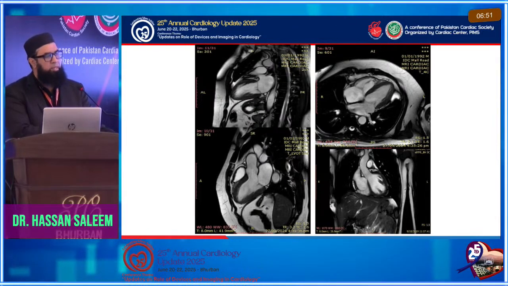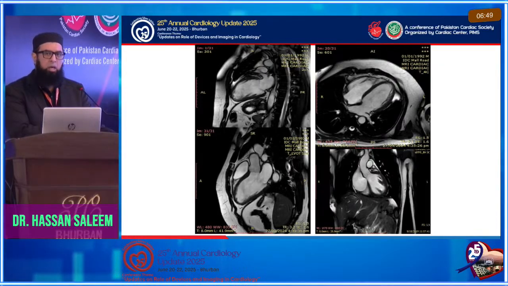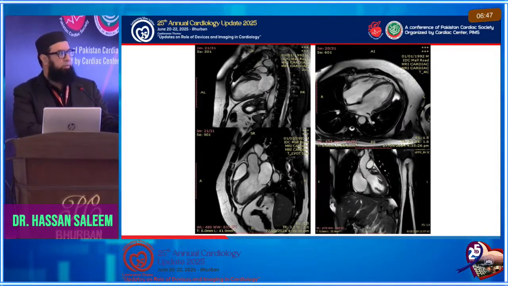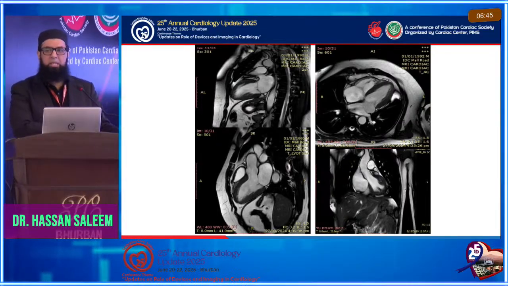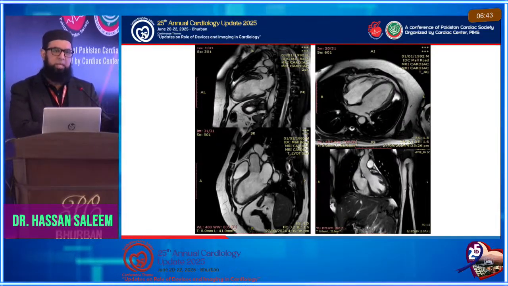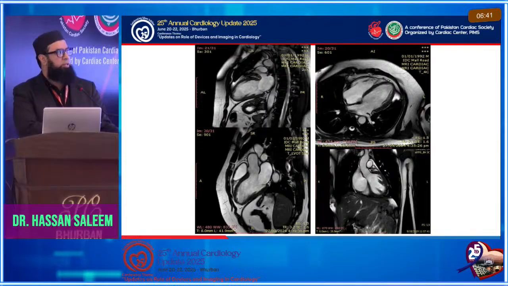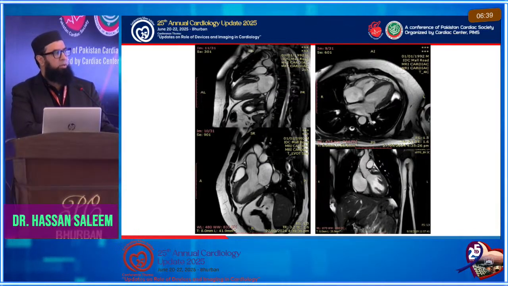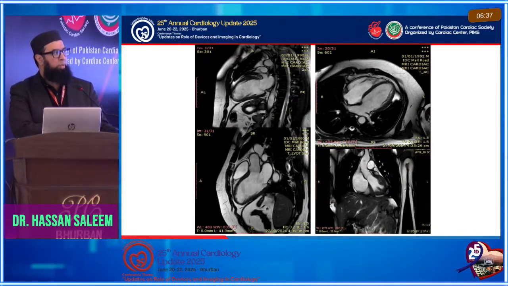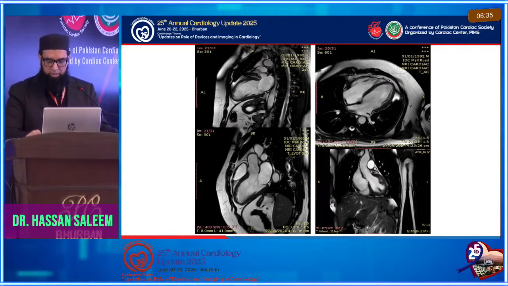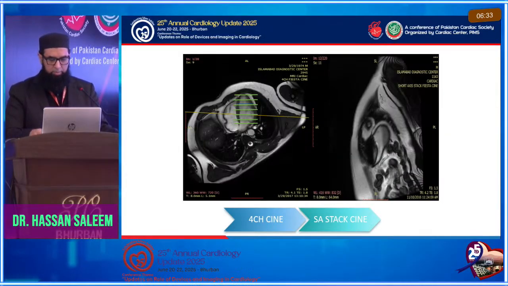So this is primarily a cine white blood imaging. Not going to go into the detail of the physics, but this is primarily a cine imaging where we play the loop and we can see the contractility of the myocardium, and we can also see the movement of the blood, whether there's any turbulence or any other problem.